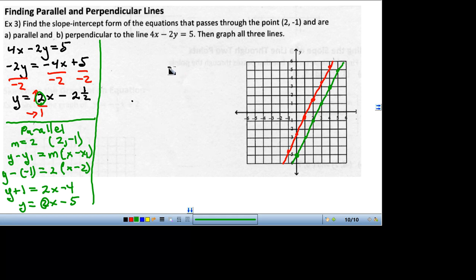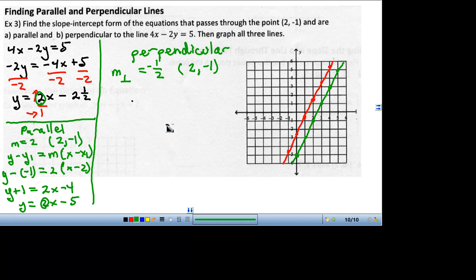Last thing, I'm going to do my perpendicular line. Now, I need my perpendicular slope. It's got to be an opposite reciprocal of the other line. The other line has a slope of 2. So the reciprocal of 2 is 1/2, and opposite means it's negative. And now it's going to go through 2, negative 1.